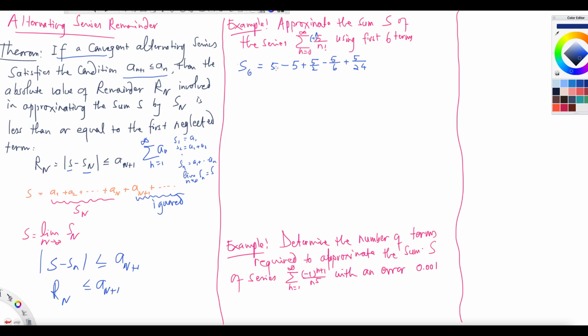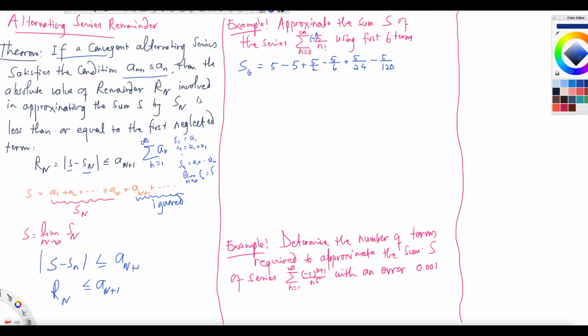And how many terms? 1, 2, 3, 4, 5, 6. So 6 terms, minus 5 over, what is that, 120. That's what we got. Okay, so what will be the 7th term? The theorem says that S minus S_n will be less than the 7th term. So we'll find out the 7th term.